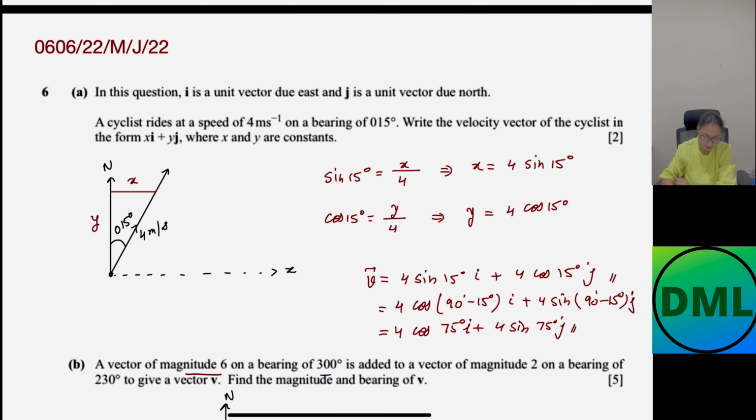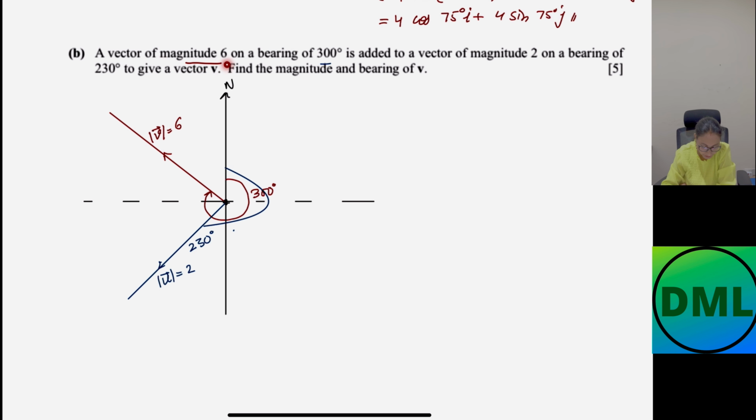Let's see the second part here. A vector of magnitude 6 on a bearing of 300 degree is added to a vector of magnitude 2 on a bearing of 230 degree to give a vector v. Find the magnitude and bearing of v.